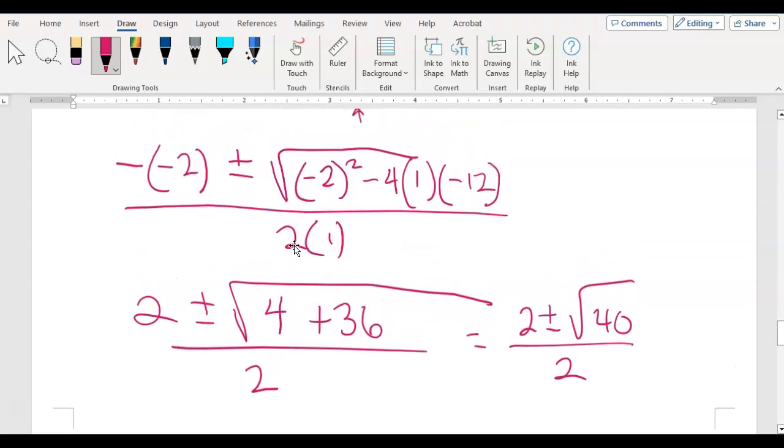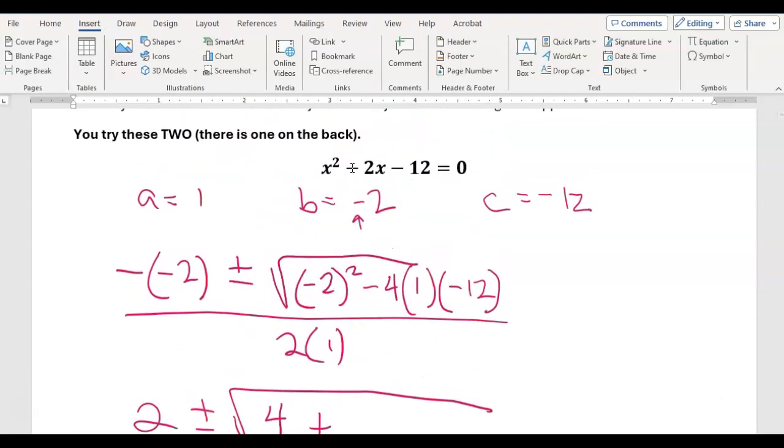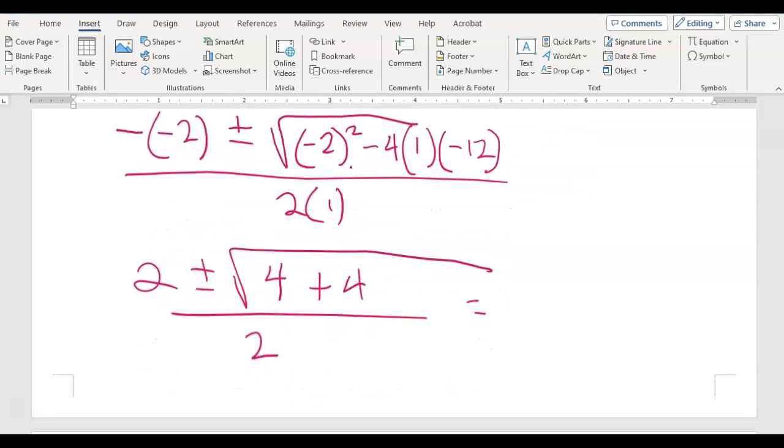Oh, you know what, though? I just realized I did something wrong. So let me go back. Let's erase this. This is actually negative 4. Negative 4 times 1 is negative 4. Negative 4 times negative 12 is positive 48. I don't know what I was thinking there. Okay, so this becomes 2 plus or minus the square root of 52 all over 2.